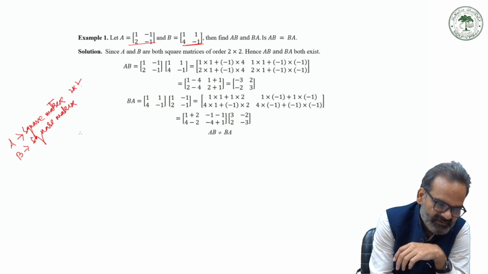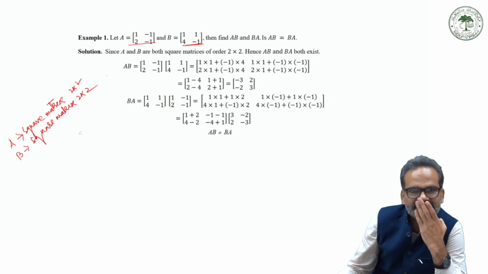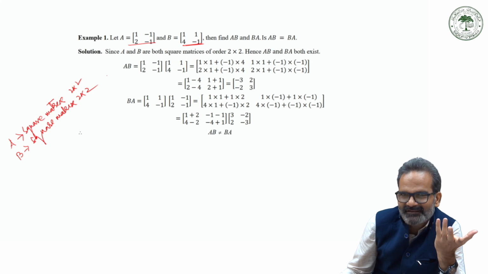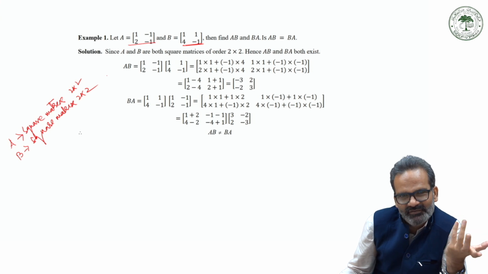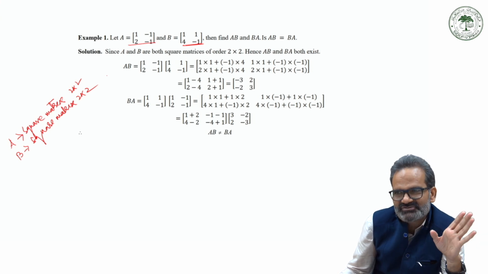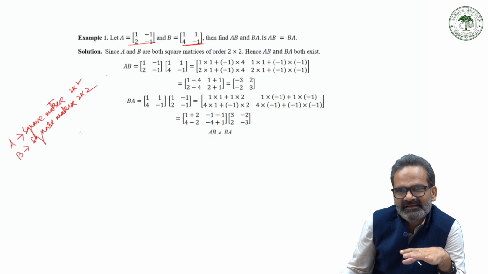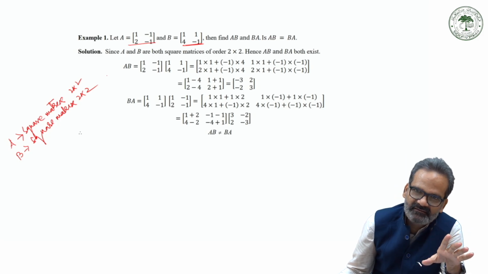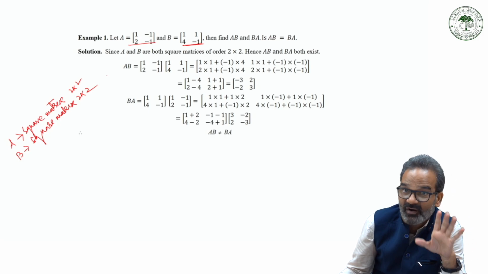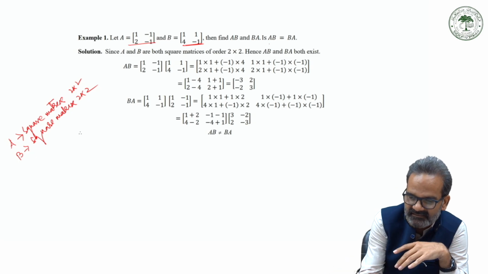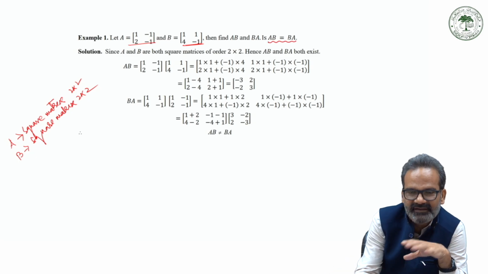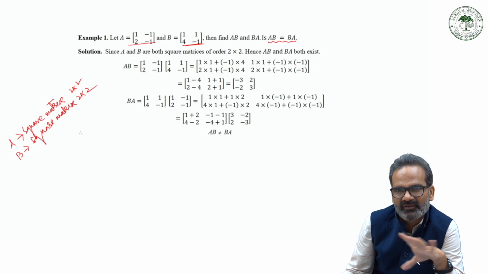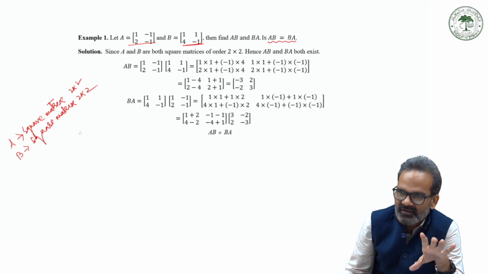Its order is 2 by 2, its order is also 2 by 2. So both are square matrices. AB is always possible, we have nothing to check. BA is always possible, we have nothing to check. What we have to check is whether AB is equal to BA or not. This is the only thing we want to test.